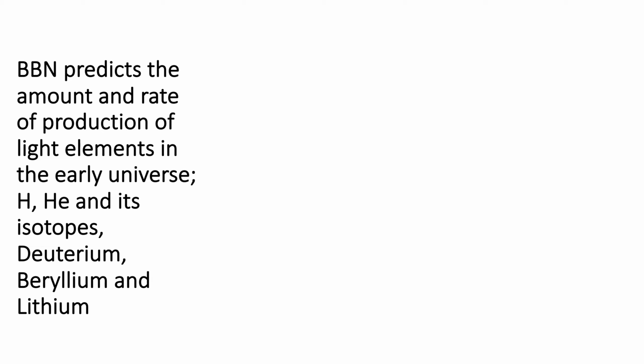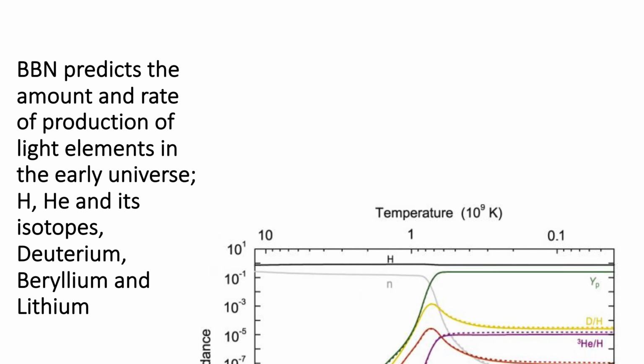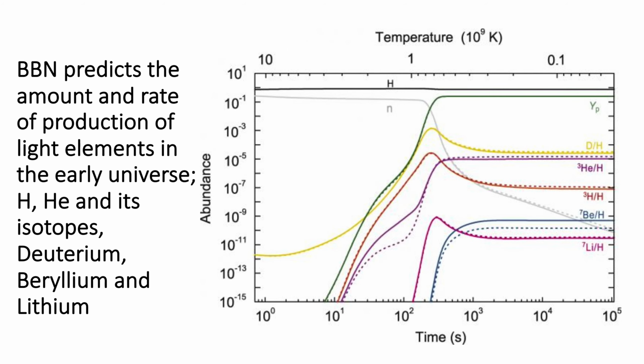So, Big Bang nucleosynthesis. We need a theory that predicts the amount and rate of production of light elements: hydrogen, helium, deuterium, which is heavy hydrogen, beryllium, and lithium. And a theory exists. It was created to a large degree by Gamow's students, and it looks like this.